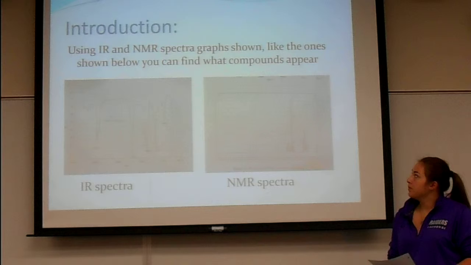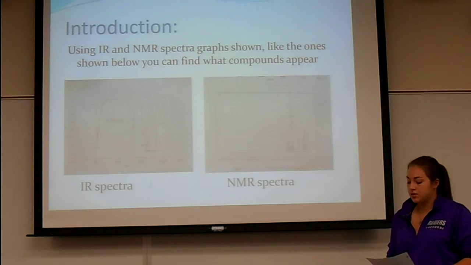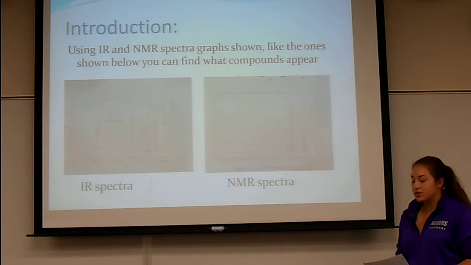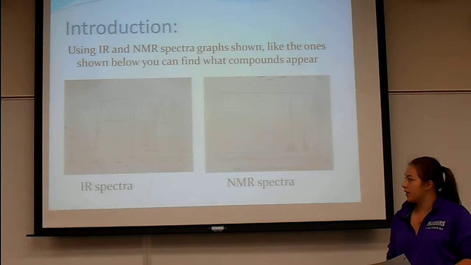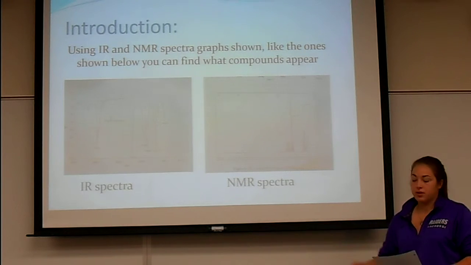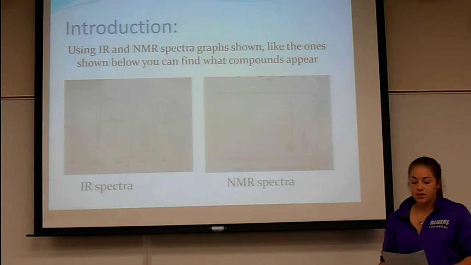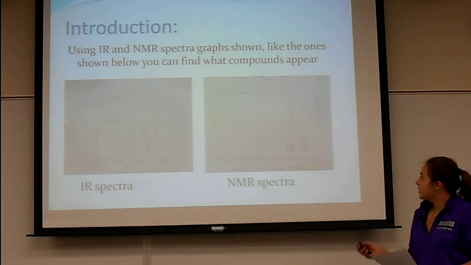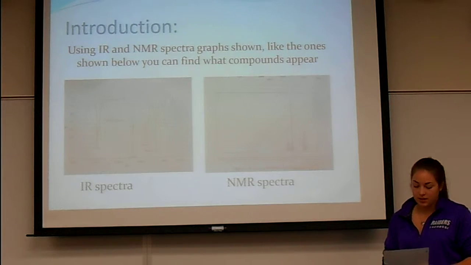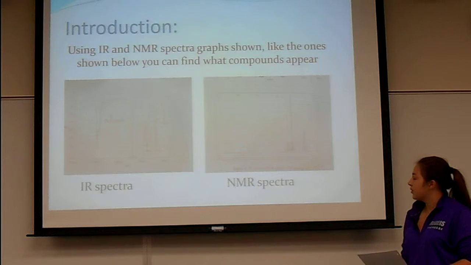Using IR and NMR spectra, we were able to determine what functional groups were within the compounds that we looked at. Here we can see the IR spectra, and here's an NMR spectra example. IR spectra is infrared spectroscopy. It analyzes infrared light interacting with a molecule. NMR tells us the hydrogen bonds, and how many peaks for the ratios.